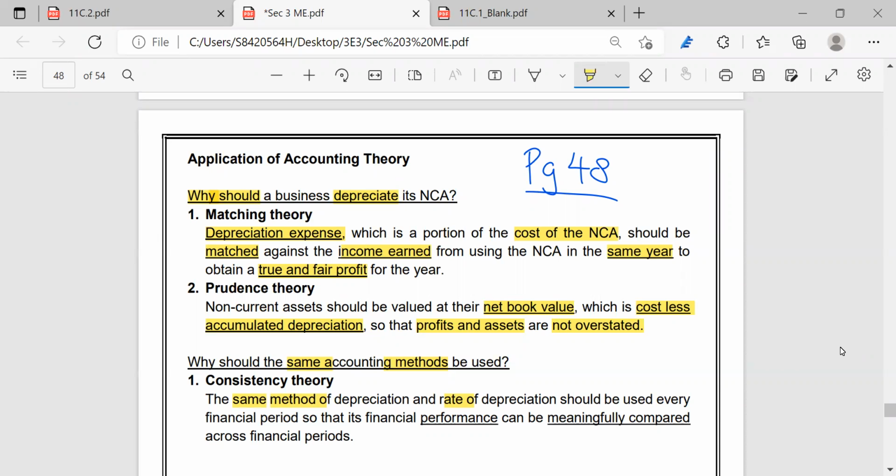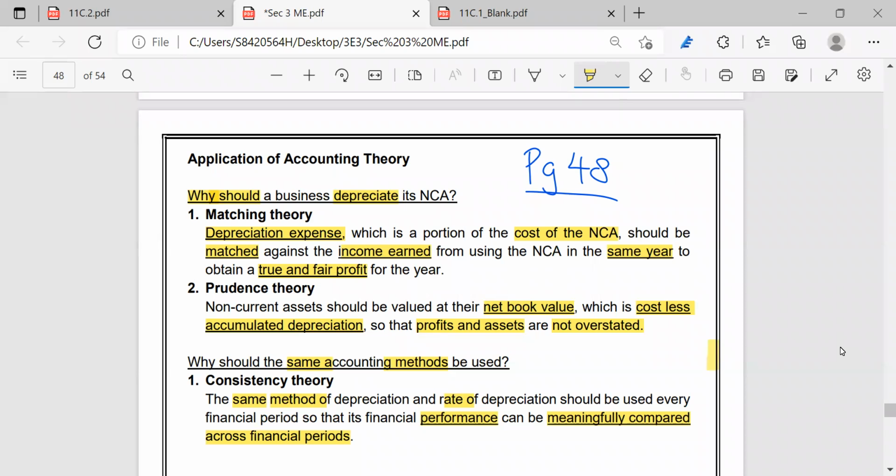When you memorize, please memorize the whole thing. Basically, it means that you want to use it such that the business performance can be meaningfully compared across financial periods. I know only some of the keywords are underlined, but you should memorize every single word so that it makes more sense. If you stop at meaningfully compared, it doesn't make much sense. So page 48 is the three theories: two for why we need to depreciate, and one for why we use the same method and the same rates.